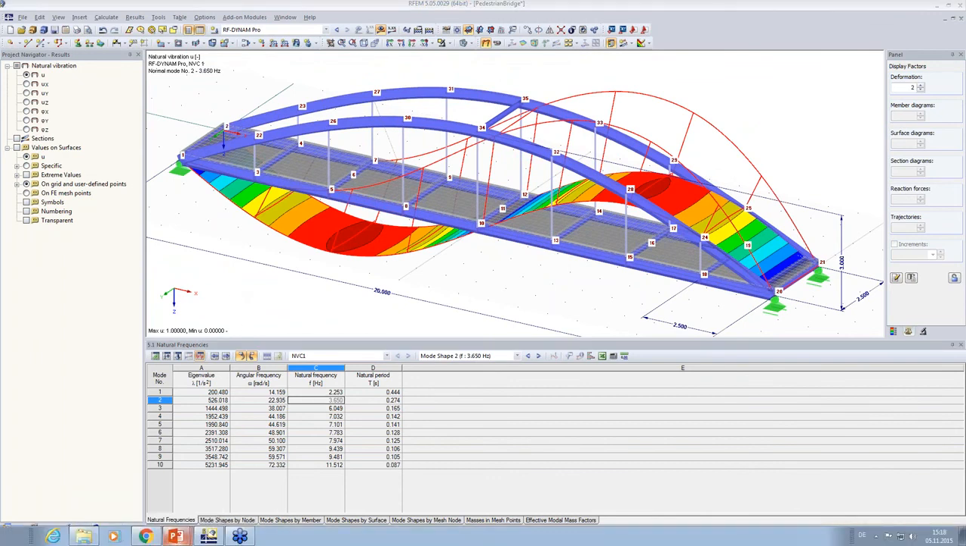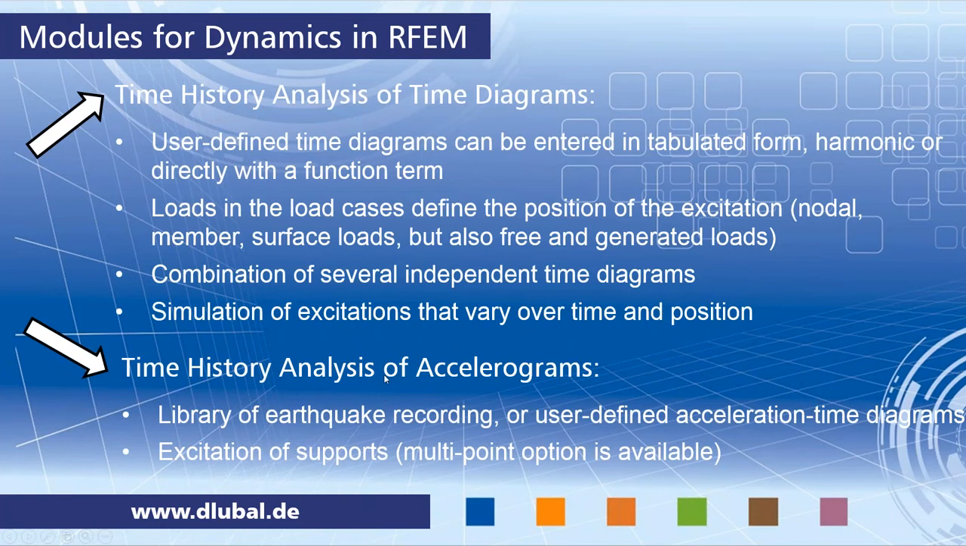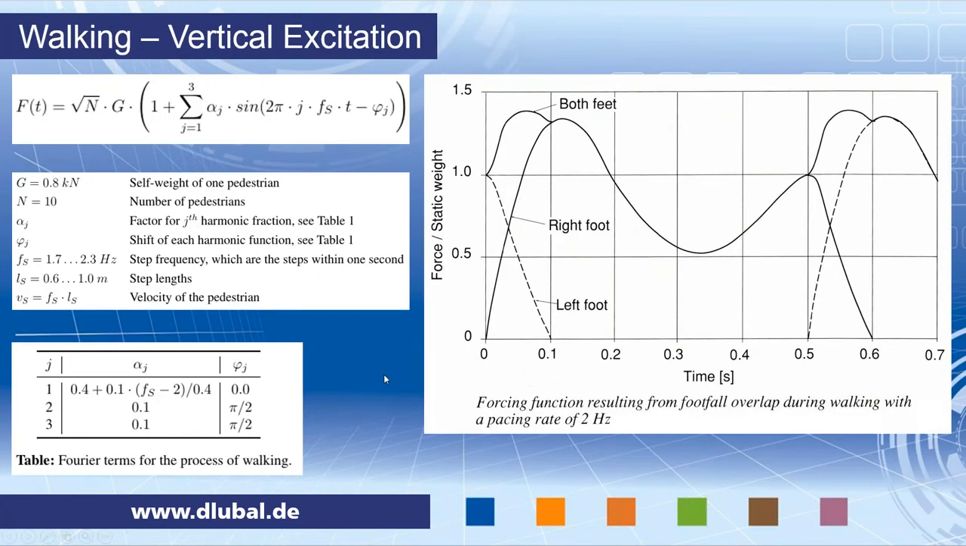So we go back to the presentation, and I want to come to the details of walking. I start with the vertical excitation, and this is the only one we want to model in our example today, because the horizontal excitation is then again very similar, and you will see how much effort it actually is to enter all these functions and so on. So this is the function that expresses the walking. So we have the person is permanently on the ground. That's why we are adding the self-weight of the person. So this is G, the self-weight of one pedestrian.